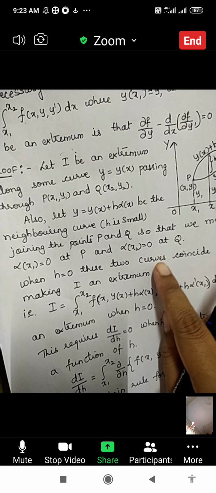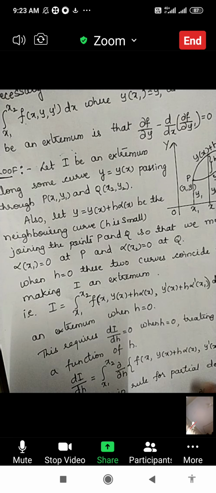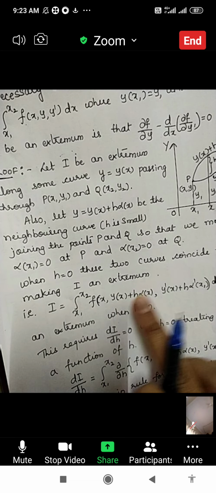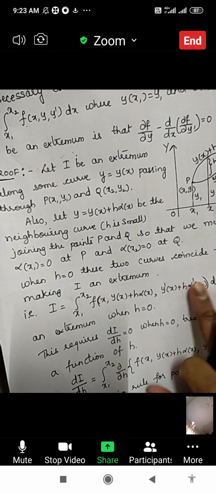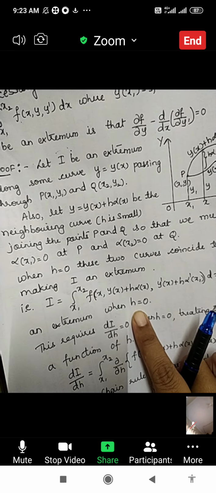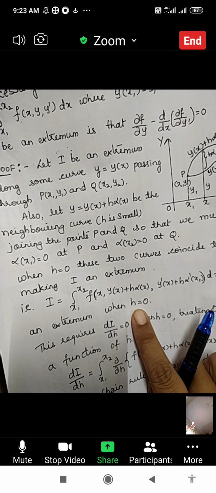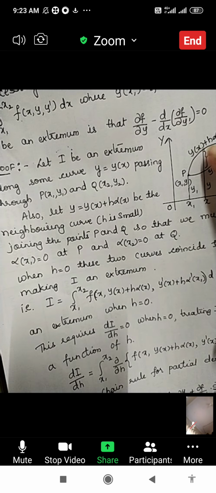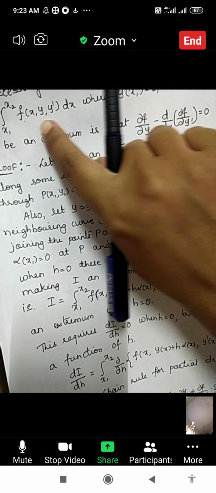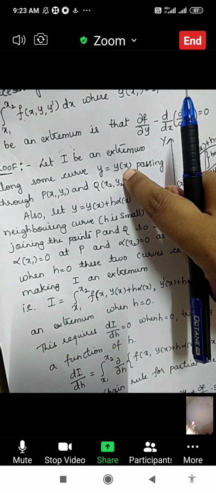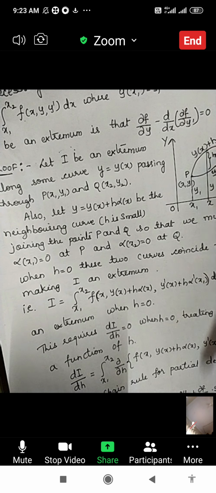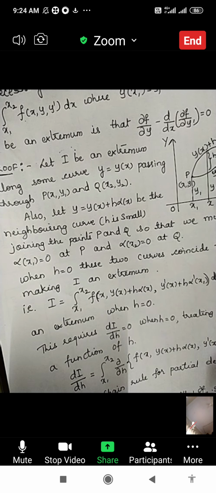Simple thing. Now, if I take my curve as y of x in I, and if I don't use the neighboring curve, I cannot put the condition for h. Agree? Where is h? H is in the neighboring curve. So we have to write our function which is given here. This is given for the curve y of x. Same thing we have to write for the neighboring curve y of x plus h into alpha of x.